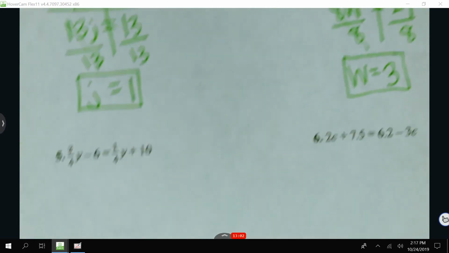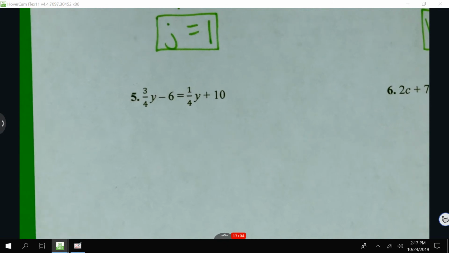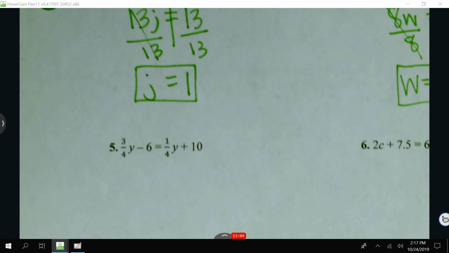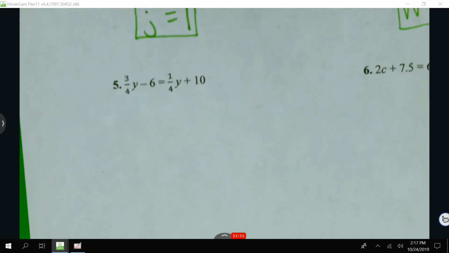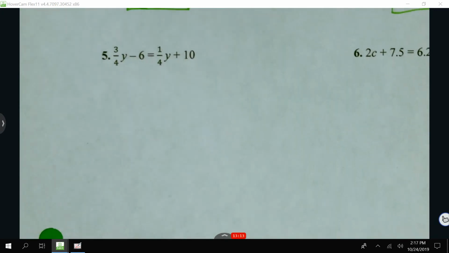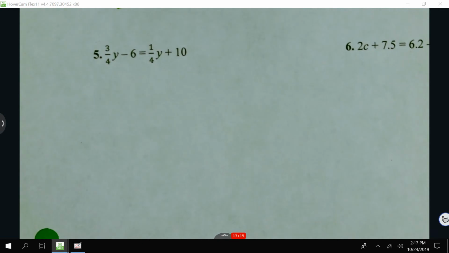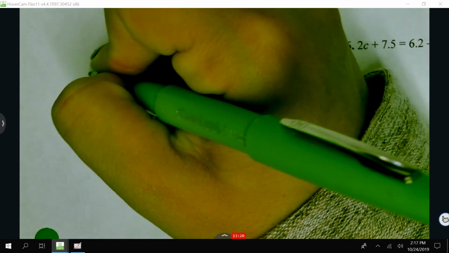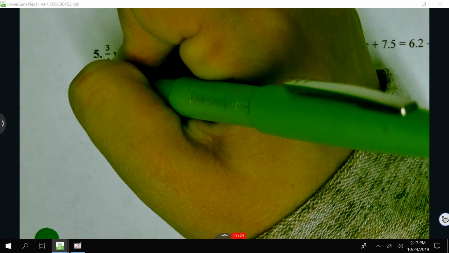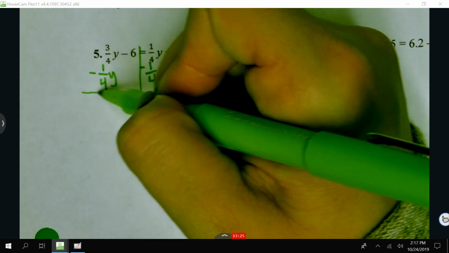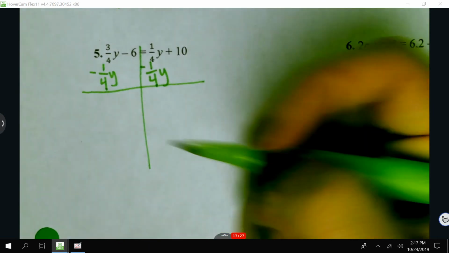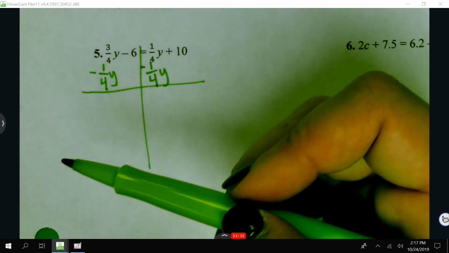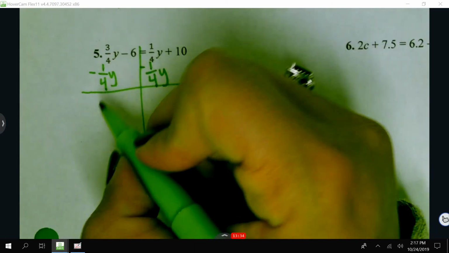Okay, does it matter if I have fractions in number 5? No, fractions are still numbers. So everything is still the same. What do I want to do first? Subtract 1/4 because 1/4 is smaller than 3/4, right? So what is 3/4 minus 1/4? 2/4 or 1/2. So I'm going to go ahead and just write 1/2.